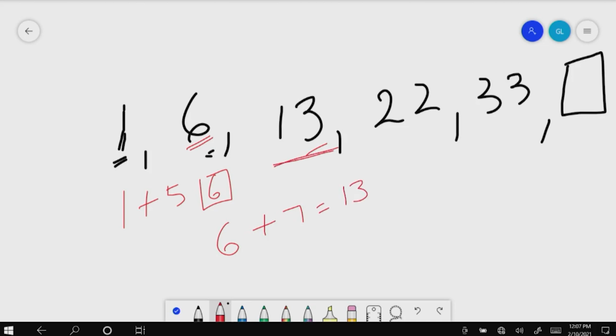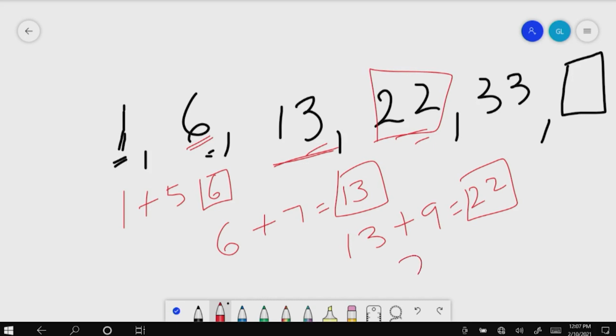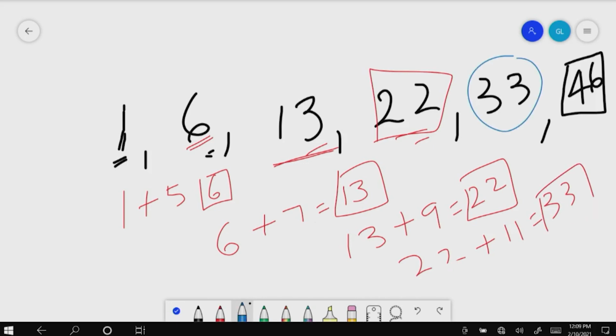What do we do with 13 to arrive at 22? 13 plus 9 gave us 22. What number do we use with 22 to give us 33? So we would have seen in the pattern, we start with an odd number and we're incrementing it by 2. What do I mean by incrementing it by 2? The first number that we add to 1 that gave us 6 would have been 5. The next number would have been 7, which is an odd number incremented by 2 from 5.